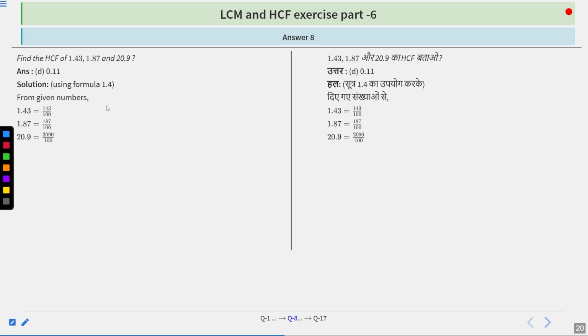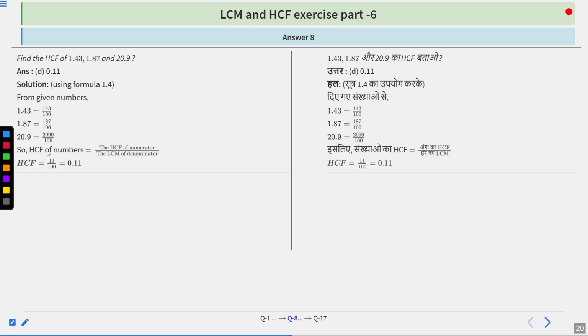three fractions. And formula 1.4 says that the HCF of numbers which are in fraction is equal to HCF of numerator upon LCM of denominators. So here HCF of 143, 187 and 2090 is 11. So HCF of numerator is equal to 11 upon LCM of denominators. So the LCM of 100, 100 and 100 is 100. That means the HCF of all the three numbers is 11 upon 100 or 0.11. Option number D is the correct answer.